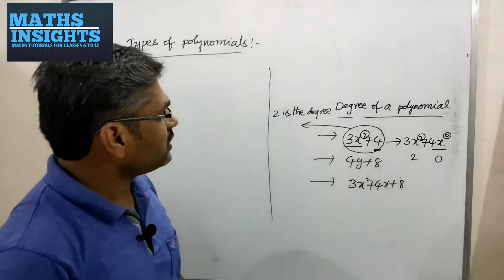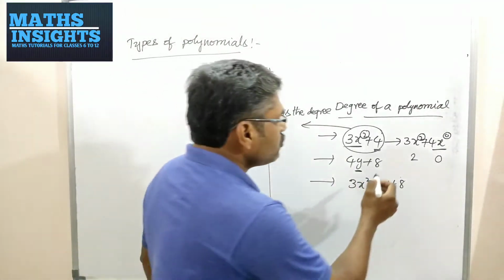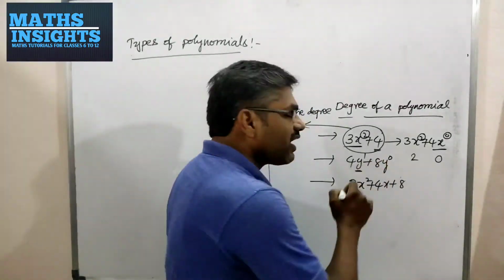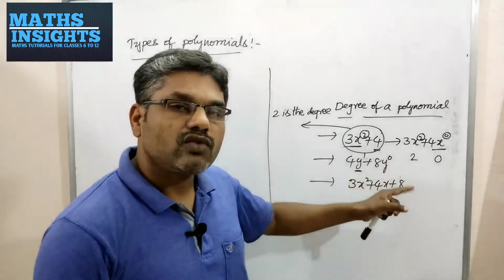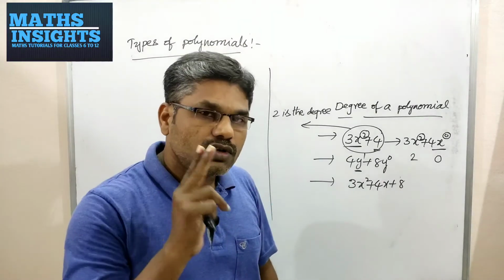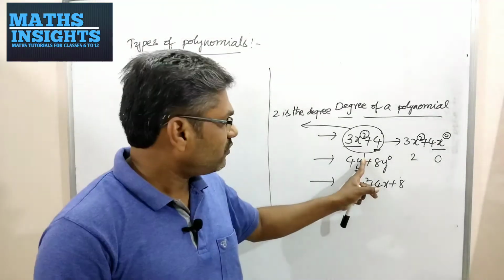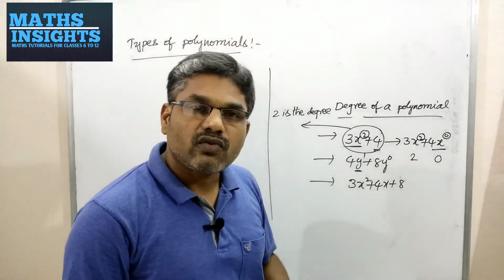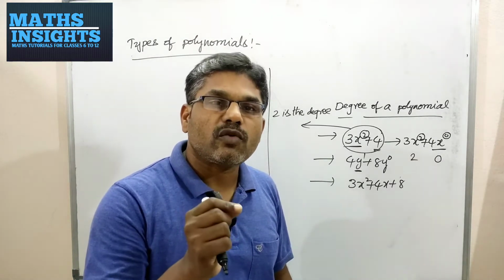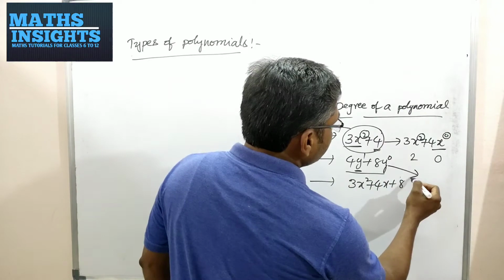Similarly, if you come to the second polynomial, the variable involved here is y, and you may write here y power 0. So the first term will have 1 as its degree, and the second term will have 0 as its degree. In total, this polynomial contains 2 terms, and the highest degree of the terms is 1. Therefore, as per our definition, the highest degree of a term in a polynomial is called the degree of the polynomial. So the degree of this polynomial is 1.